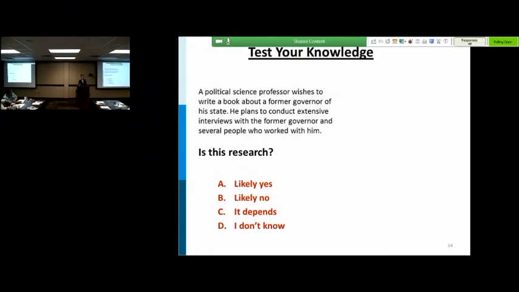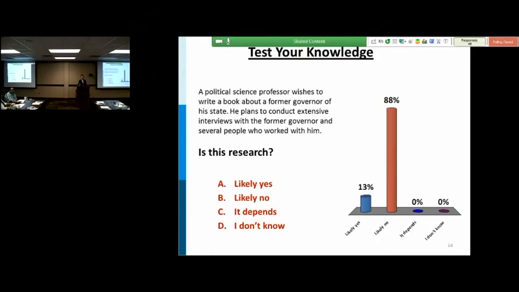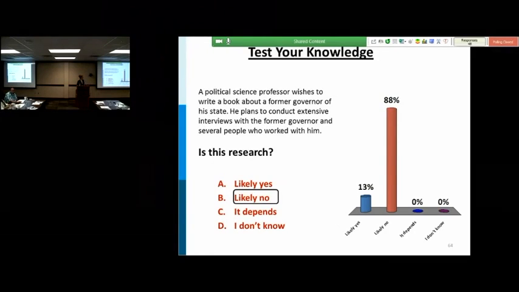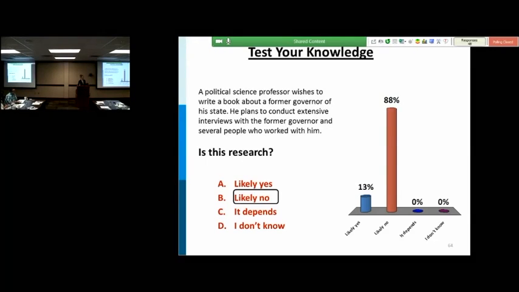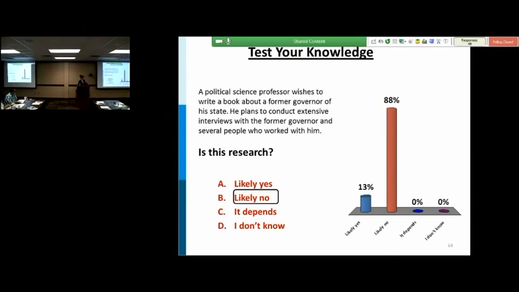Okay, I'm going to go ahead and close the poll. Likely no. This is exactly what we discussed just a little bit earlier. I should also mention, this would presumably not be research either under the pre-2018 rule or the current Common Rule, because as we said, this is not considered generalizable knowledge. The point here is not to come up with some grand theme or idea or proposal that extends beyond the scope of this particular individual who is being studied.